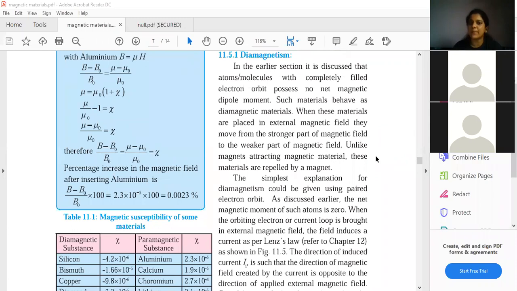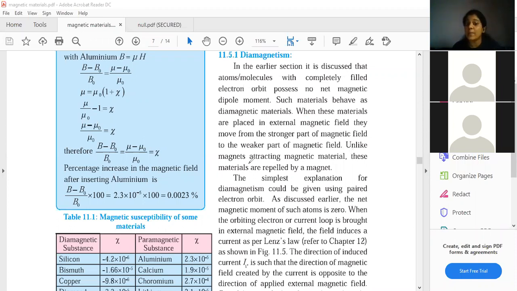Okay. So let's get back to the starting part of diamagnetic. When these materials are placed in an external magnetic field, they move from the stronger part of the magnetic field to the weaker part. This point we already discussed.